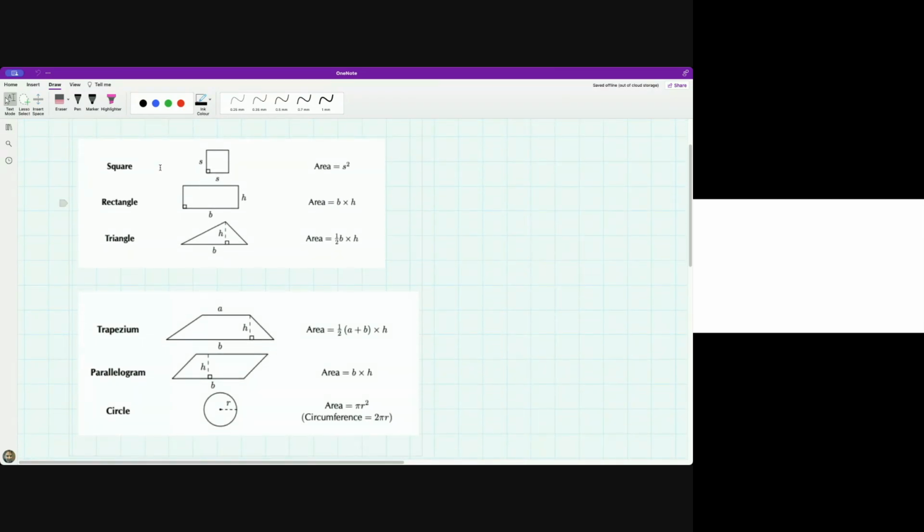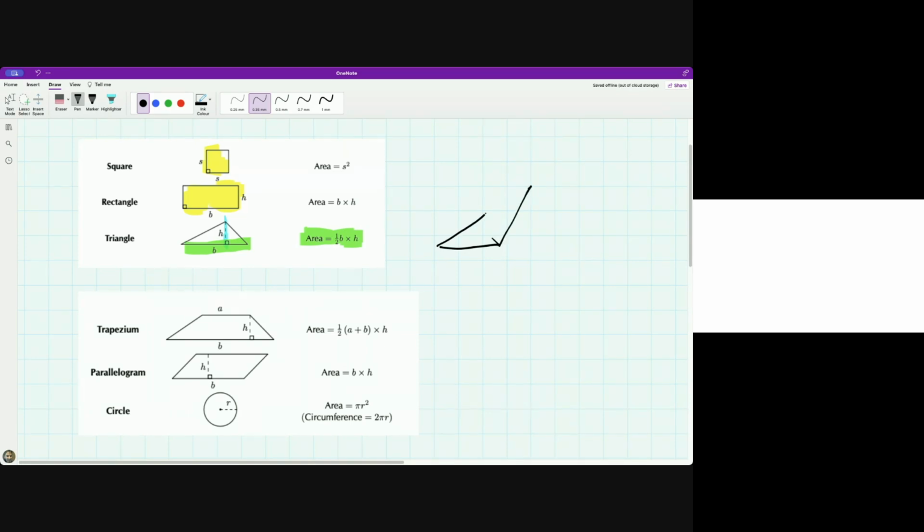So I mentioned this earlier in the lesson, but when we think about area, the squares and the rectangles are quite easy. It's just side times side, essentially. But when it gets to triangles, things get a little bit more exciting. And you need to remember that the base is always going to be perpendicular to the height. But the height for a triangle doesn't need to be inside the triangle.